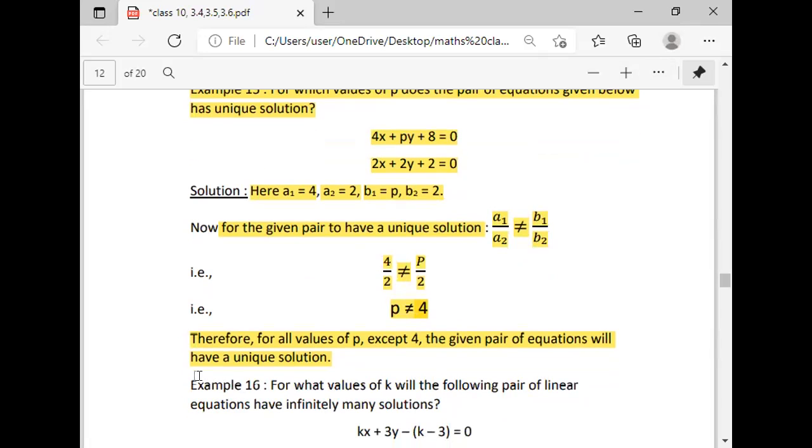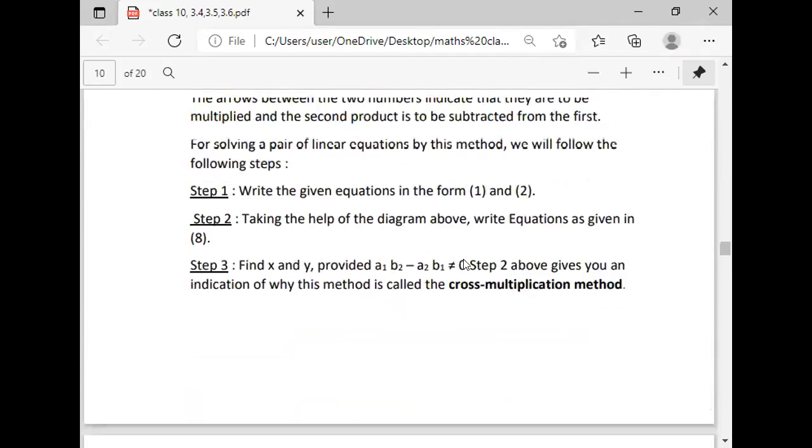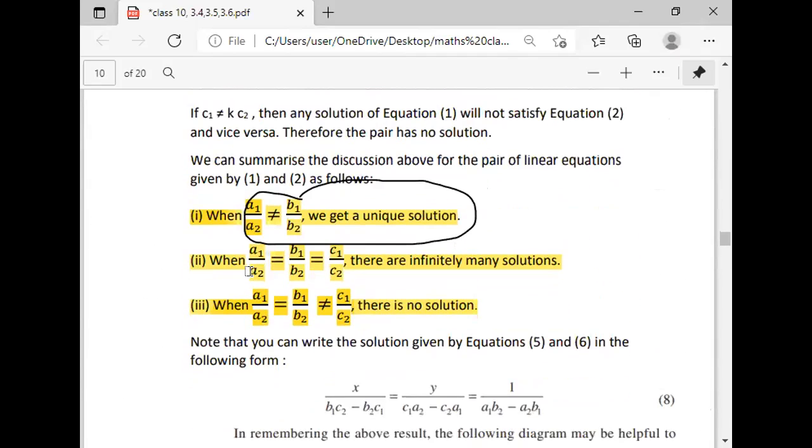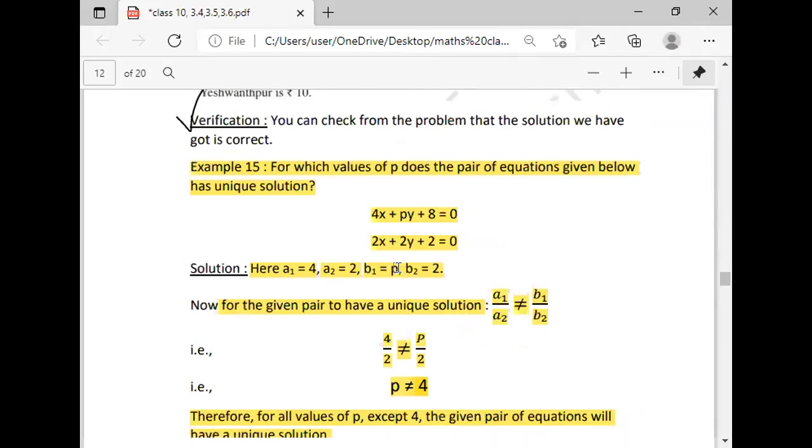Now, our next question. In the same manner, there is a slight change. For what values of K will the following pair of linear equations have infinitely many solutions? And what is the condition for infinitely many solutions? See here: A1 upon A2 equals B1 upon B2 equals C1 upon C2. All the ratios should be equal. Okay, so let us see.